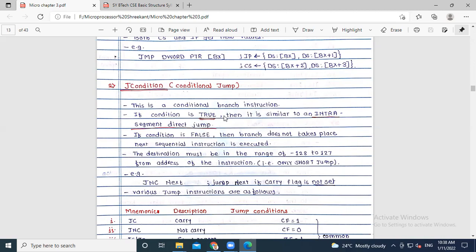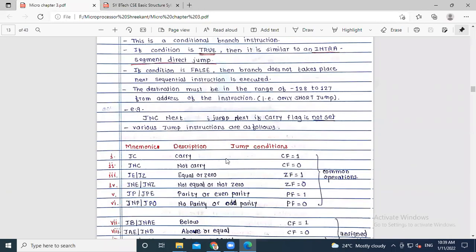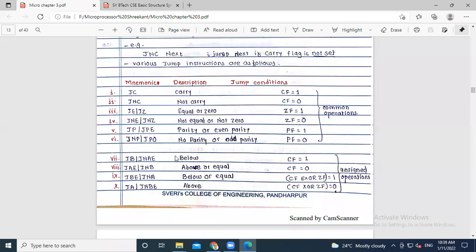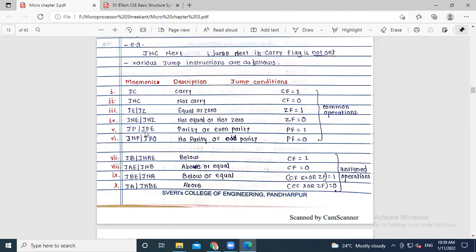In short, we say JC for jump on condition, and JNC, JNZ for non-condition. JNC means jump if the carry flag is not set. The various jump instructions are as follows: JC, jump on carry; JNC, jump on not carry; JE, jump on equal or jump on zero; JNE, jump on not equal or jump on non-zero; and JP, jump on parity, jump on even parity. JNP means jump on no parity, and JPO means jump on odd parity.